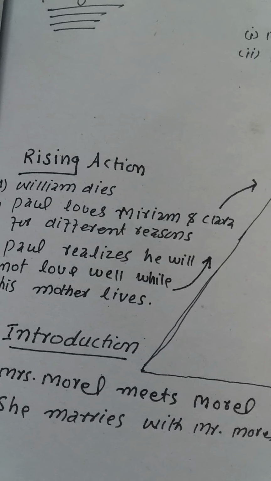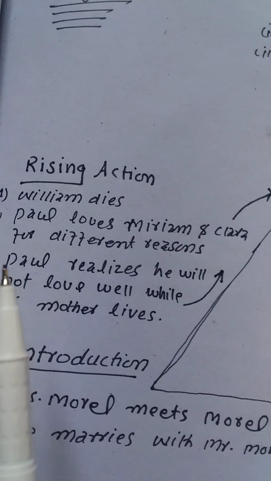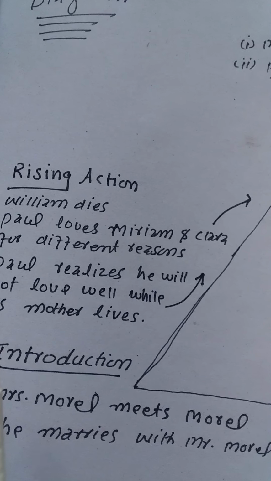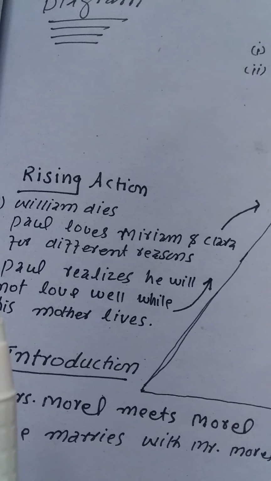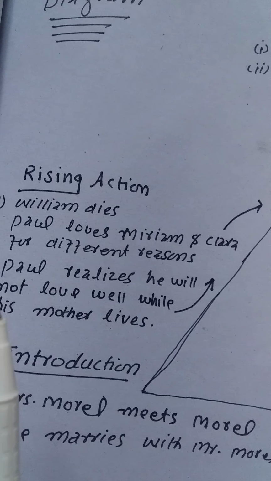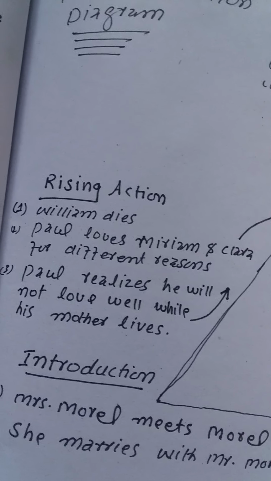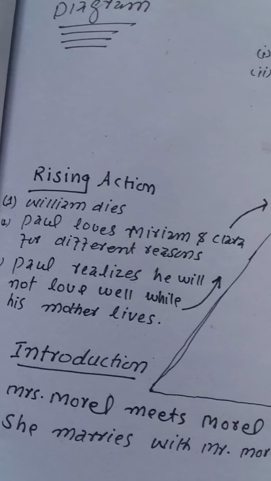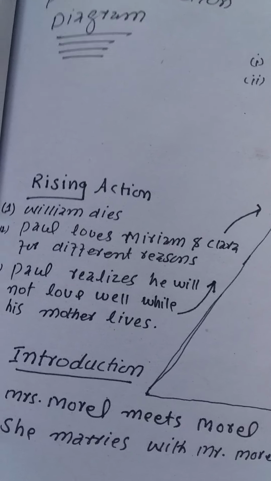In rising action, William grows up and gets a job, but unfortunately he is struck with pneumonia and dies. Then Paul gets a job and falls in love with Miriam and then with Clara. But his mother dislikes his relation with girls. Paul realizes that he can't love while his mother lives.